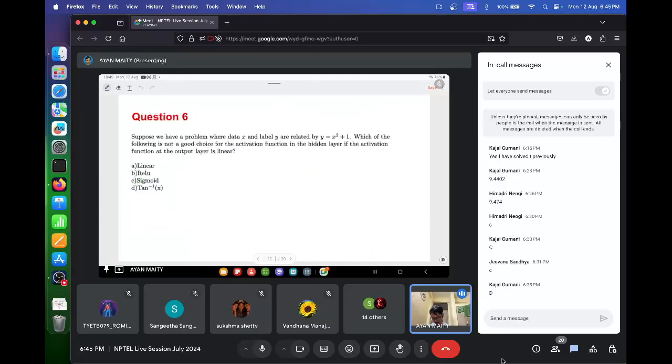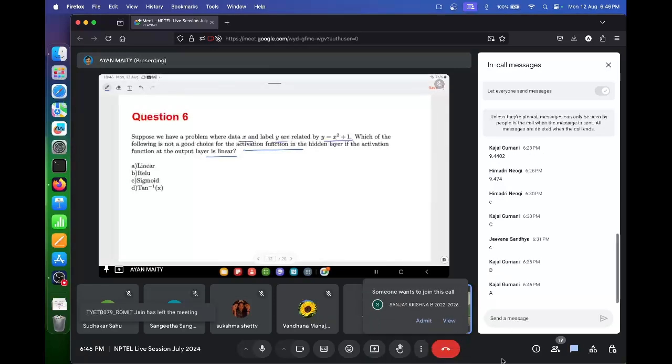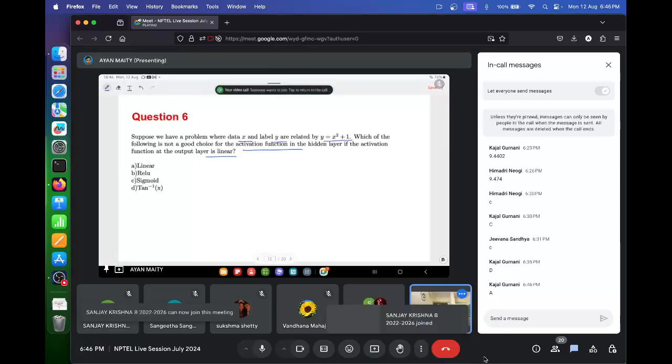Now question 6. Suppose you have a problem where the data x and label y are related by this equation, y equals x square plus 1. Which of the following is not a good choice for the activation function in the hidden layer if the activation function in the output layer is linear? So the activation function in the output layer is already linear, we know. Then what is not a good choice for the activation function in the hidden layer? So options are linear, ReLU, sigmoid, tan inverse of x.